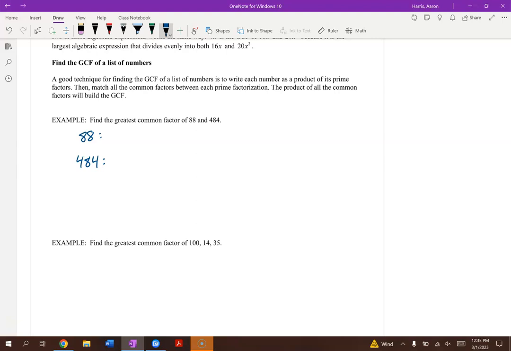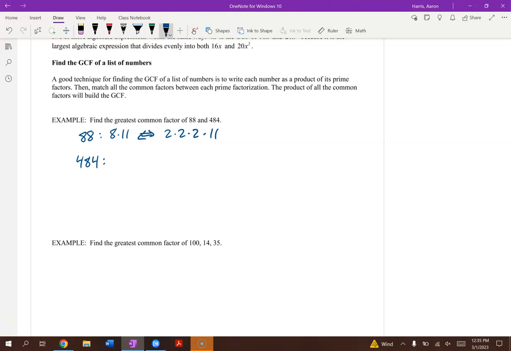So for example, 88. 88 is 8 times 11, right? So I'm going to write 8 times 11. But I can go a little further with that. 8 is not a prime number, right? I can keep going with 8. That's 2 and 4, or 2, 2, 2, and 11. Okay, now I'm all primes. You with me on this?